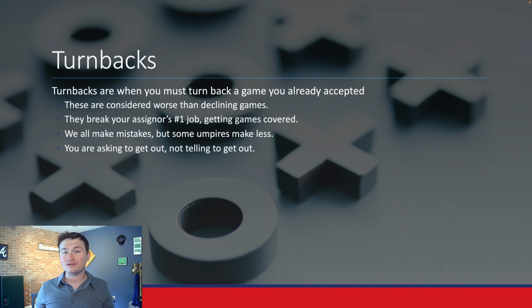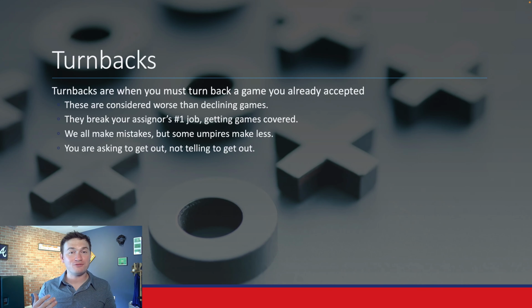Now, there are reasons why we might have to come off a game, and again, this could be something like a family illness or an unexpected work trip. These scenarios are going to happen, but when they do, try to tell your assigner as soon as possible so that they can get someone else. And remember, everyone is going to have these come up every once in a while in their lives. It's just the way life works. But there are going to be other officials that do this more often and others that do this less.